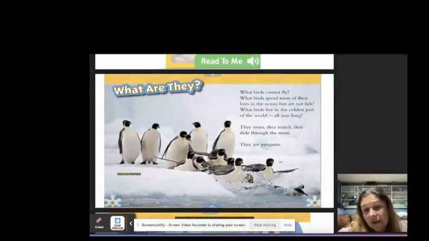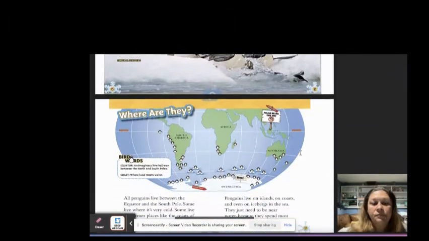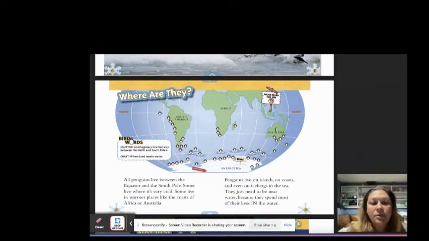Some of them are swimming, some of them are sliding. So the photographs are giving the visual of what the author is telling you, what the information is telling you. Here you have a map and the subtitle says, what are they? So here you have a visual of where you can find penguins. There's Antarctica, there's Australia, Africa, and South America.